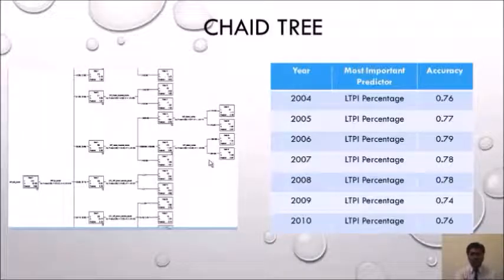Based on the values of the independent variables, rules are written, and based on those values we arrive at a final leaf node. On the right-hand side, as we can see, we've mentioned the accuracy, and we've measured it year-wise. We see that accuracy pretty much remains the same in the high 70s, which is pretty good. And by this model, CHAID also predicts that the most important predictor variable here is LTPI percentage.